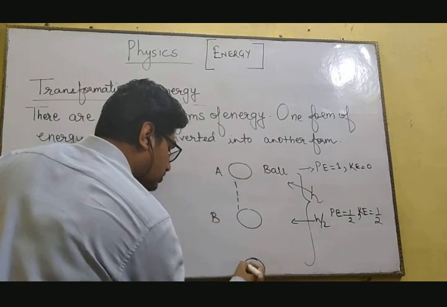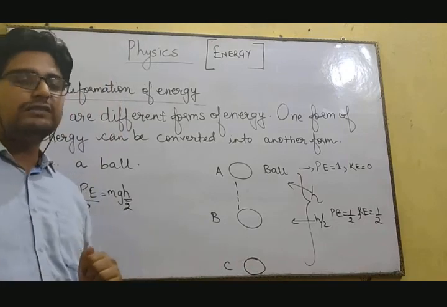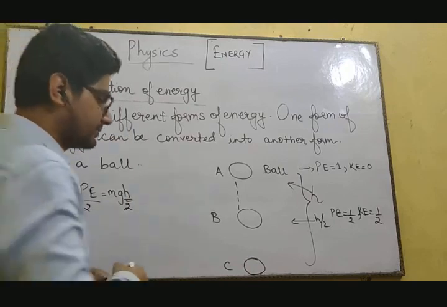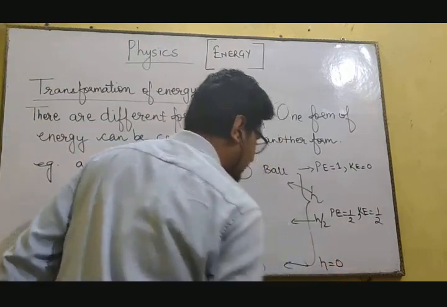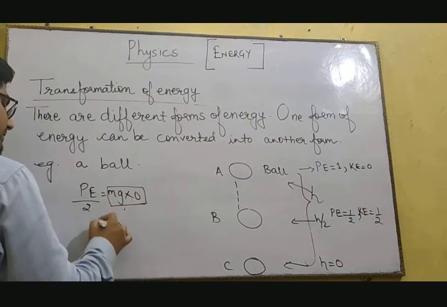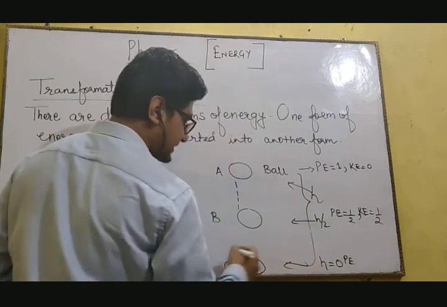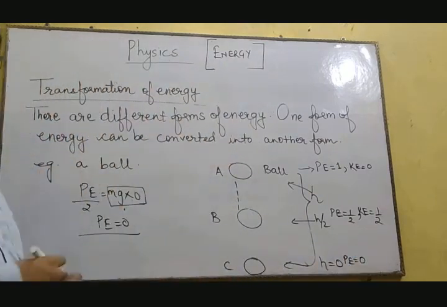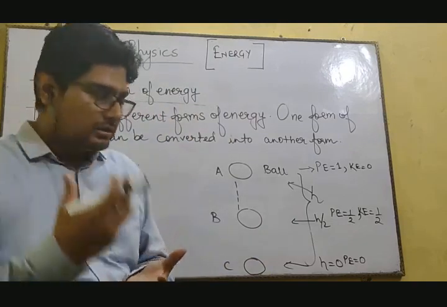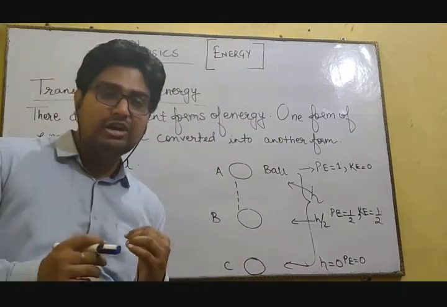When the ball is going to strike the ground, now the ball has come to the surface, that is on the ground, and when it is striking the ground, now the height has become 0. At this place the height will be 0. Anything multiplied by 0, the potential energy will obviously become 0. So at this point, at C point, the potential energy will become 0. But the time when the ball was striking the ground, the kinetic energy will become maximum, because at this point the ball will have maximum velocity, maximum speed.